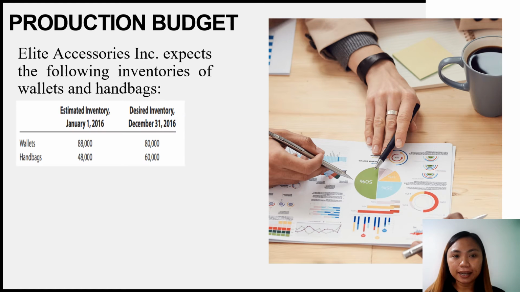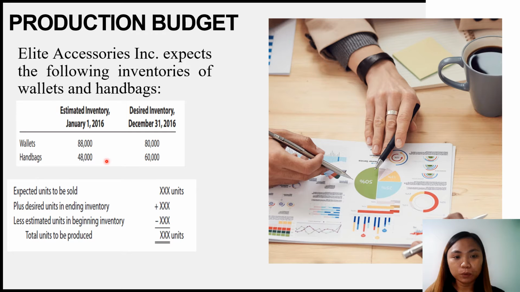To illustrate, Elite Accessories Incorporated expects the following inventories of wallets and handbags. For the wallet, the estimated beginning inventory is 88,000 and the expected or desired ending inventory is 80,000. For the handbag, it has an estimated beginning inventory of 48,000 and a desired ending inventory of 60,000. To compute for the production budget, we will use the formula: expected units to be sold plus desired units in ending inventory less estimated units in beginning inventory. That would be the total units to be produced.